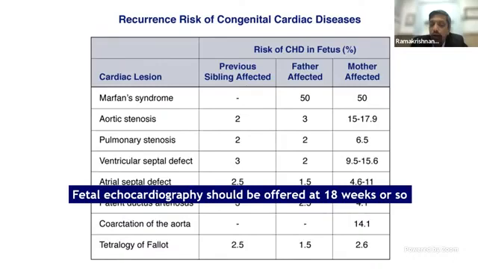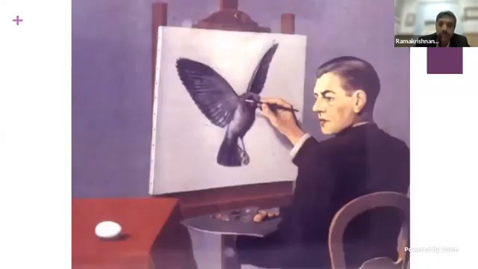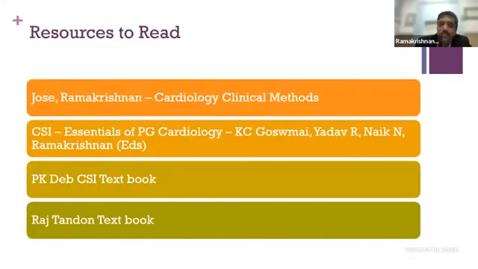So fetal echocardiography should be offered at around 16 to 18 weeks in most of these patients who have an affected sibling. I thought of covering some of the X-rays and ECG, but ECG in congenital heart disease can be dealt with separately because there are so many things to deal with. Managing an adult with cyanotic congenital heart disease needs a lot of vision and expertise. Some of the resources you should read are the textbooks, and our cardiology clinical methods, where a lot of this information is given.